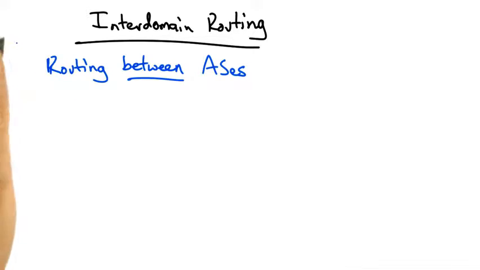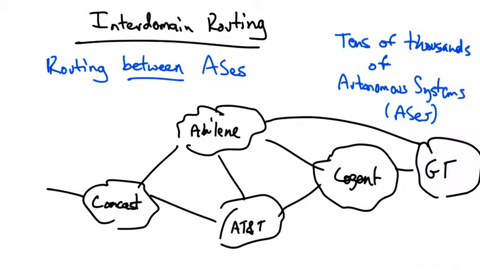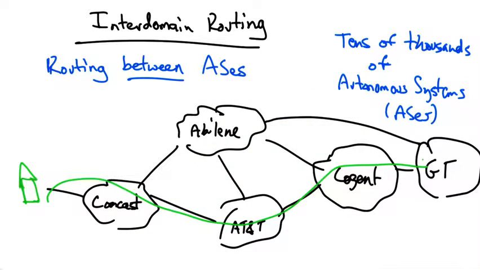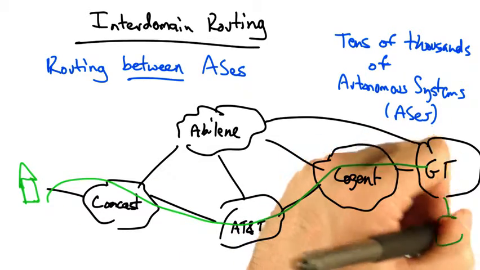We're now moving on to cover interdomain routing, or routing between ASs. Recall that internet routing consists of routing between tens of thousands of independently operated networks or autonomous systems. Each of these networks operate in their own self-interest and have independent economic and performance objectives, and yet they must cooperate to provide global connectivity so that when you're sitting at home, you can retrieve content that might be hosted at the Georgia Tech network.